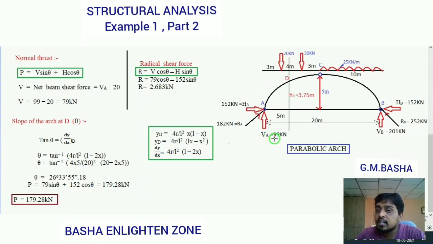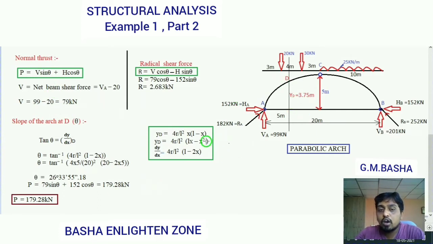If they are asking about some 8 meters, it means you will get both point loads. So if they are mentioning only 5 meters, up to point D only, that is the reason the vertical reaction will be 99 minus 20. So that will be equal to 79 kilonewton. And what about this theta? This theta will be the slope angle up to D.